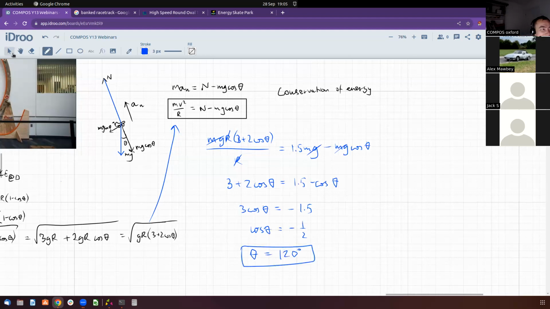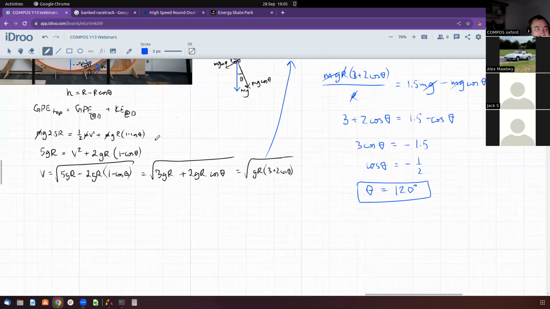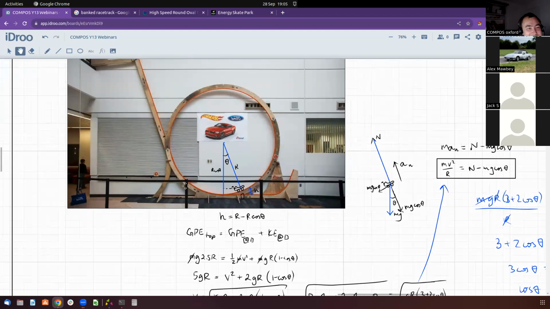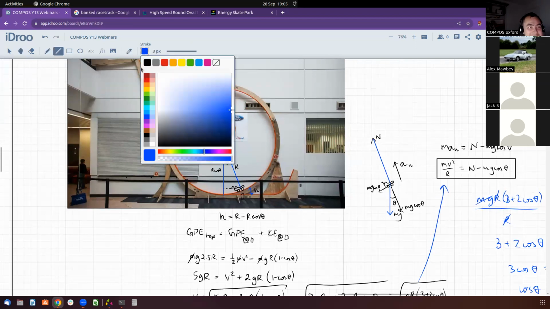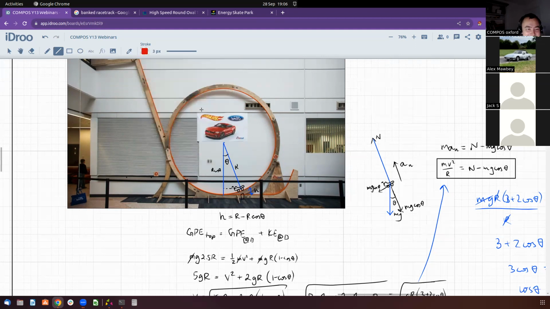Ooh, that's beautiful. And the height is equal to r minus r multiplied by cos 120, which makes it r plus 1/2 r, which is 3 over 2 r, which is 1.5 r. Beautiful. Okay, I didn't have time to do this question beforehand. I'm just admiring. So somewhere here, so 3/4 of the way.